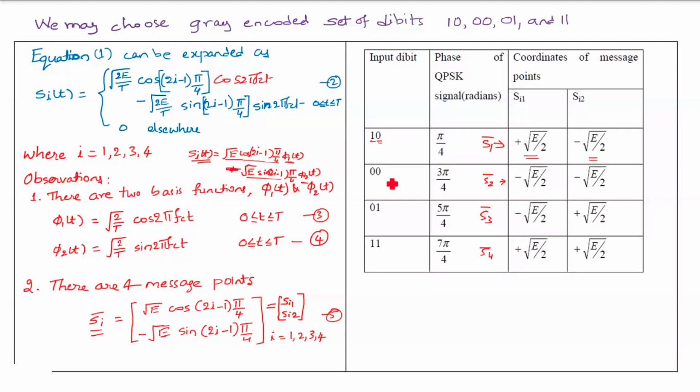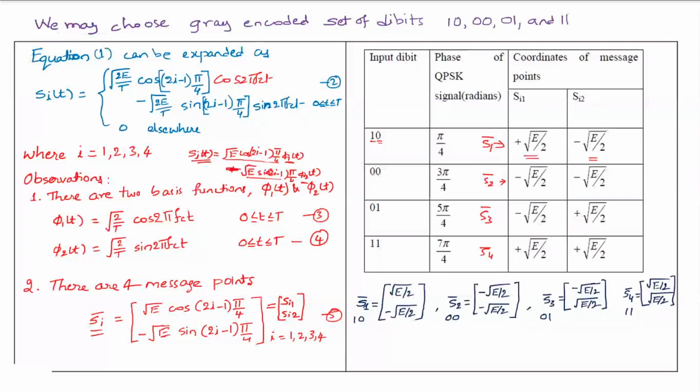Now suppose 0 0, both are negative. For 0 1, it is negative here and positive here, and for 1 1, both are positive, so both scalars are positive. Correspondingly we have vector S4. So we can have these vectors as S1 for 1 0, square root of E by 2 and minus square root of E by 2; 0 0, both negative; 0 1, one negative, one positive; 1 1, both positive. Okay, these are the vectors.